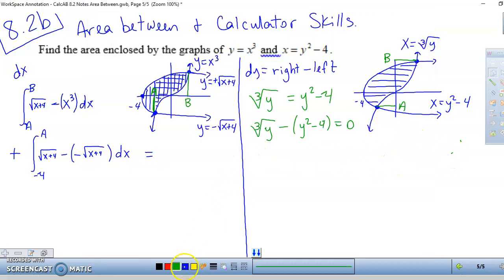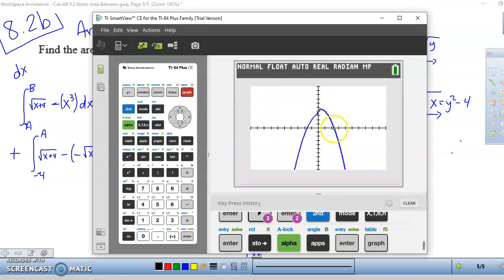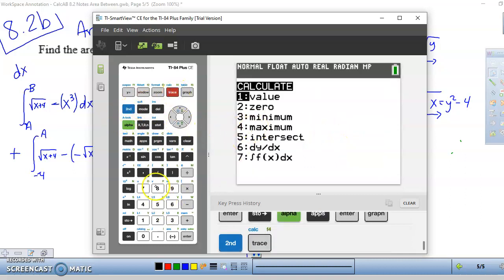Okay, you do want to note that on the AP exam if you are going to use a letter. So that was 2.3067954. Okay, so make note of that. Now we're going to go back to our calculator and look at the other zero. So we found that one, so now we're going to find the other zero.